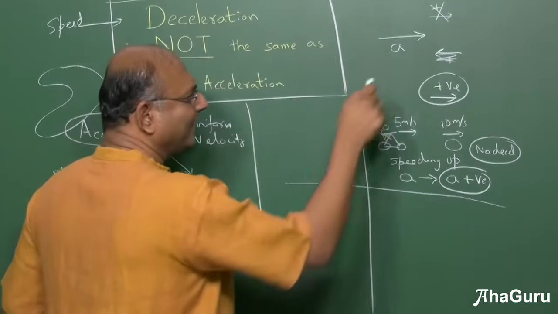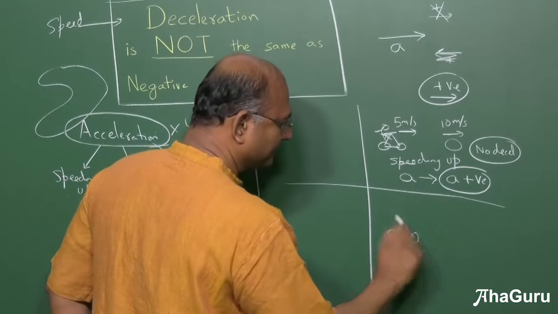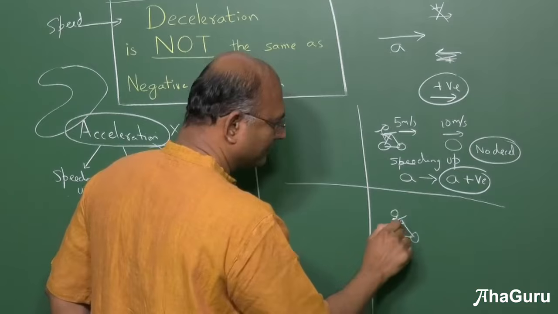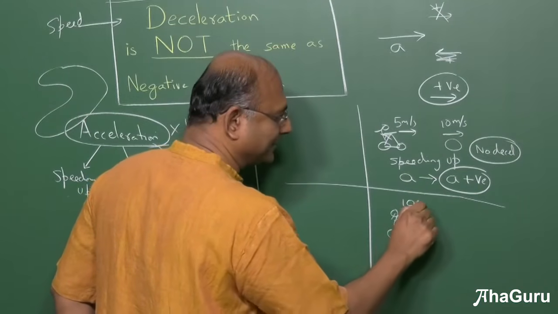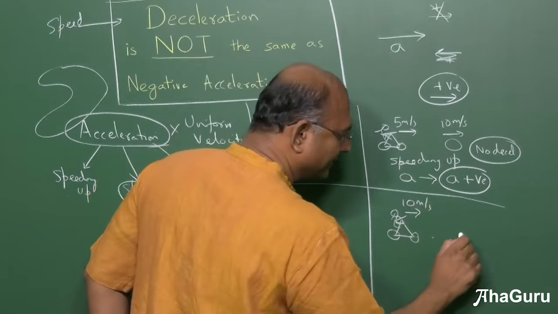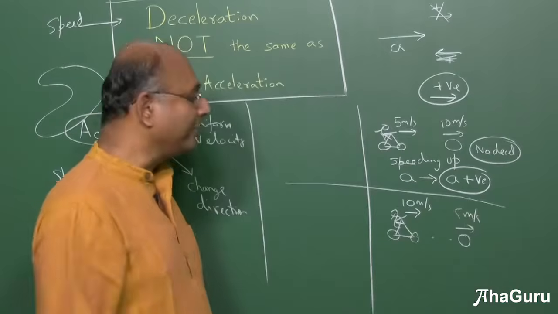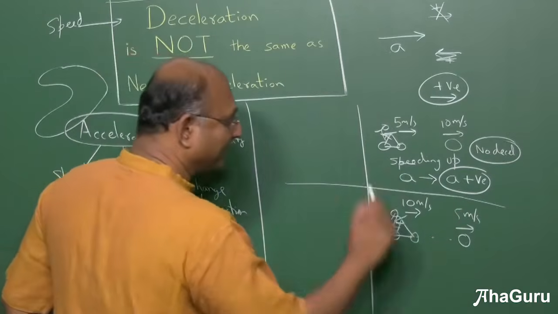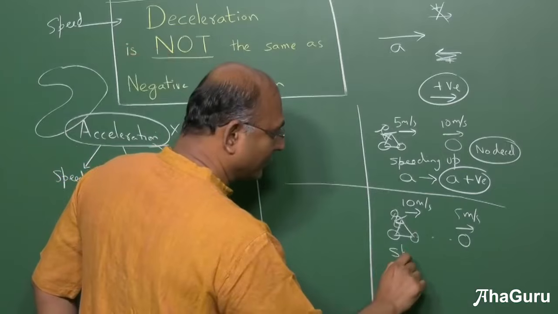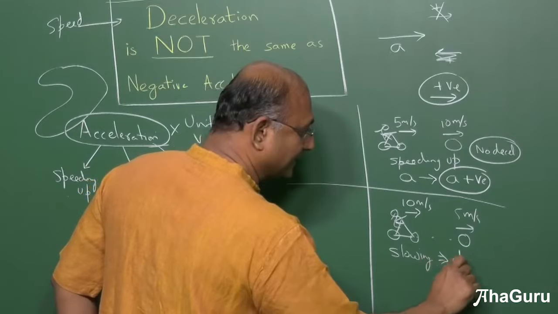But hold on. Let us say that this fellow was moving in this direction. Okay. And was starting off at 10 meters per second and has come down to a speed of 5 meters per second. What will you say now? Slowing down or speeding up? Slowing down, right? So this fellow is slowing down. So slowing down will mean deceleration.